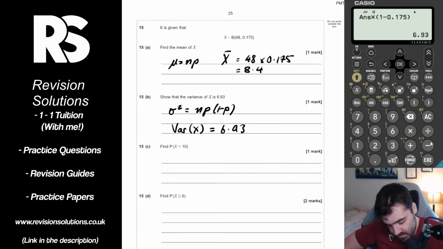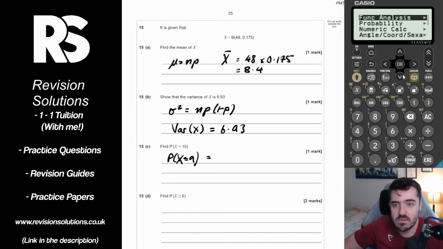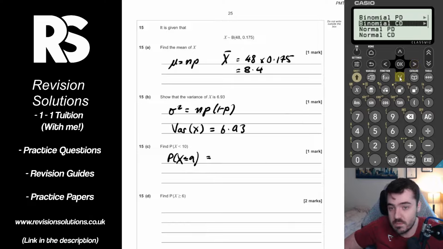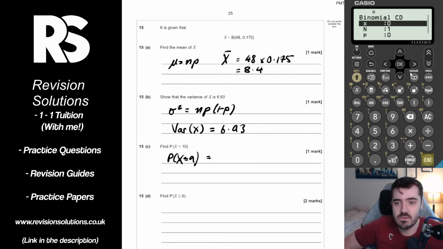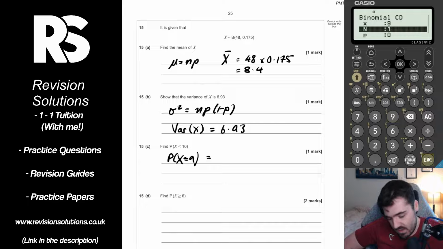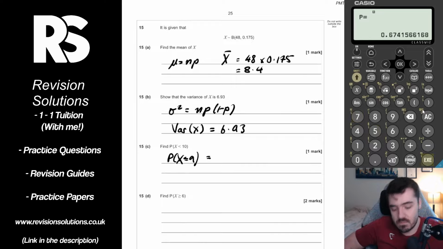So that's the same as the probability x is less than or equal to 9, which is just a job for our CD function in our calculator. Home, distributions, cumulative distribution, if we want all the values below 9 and including 9. Then we just want one value, so we won't use the list. So variable 9, n is 48, p is 0.175. Execute, that gives us 0.674.